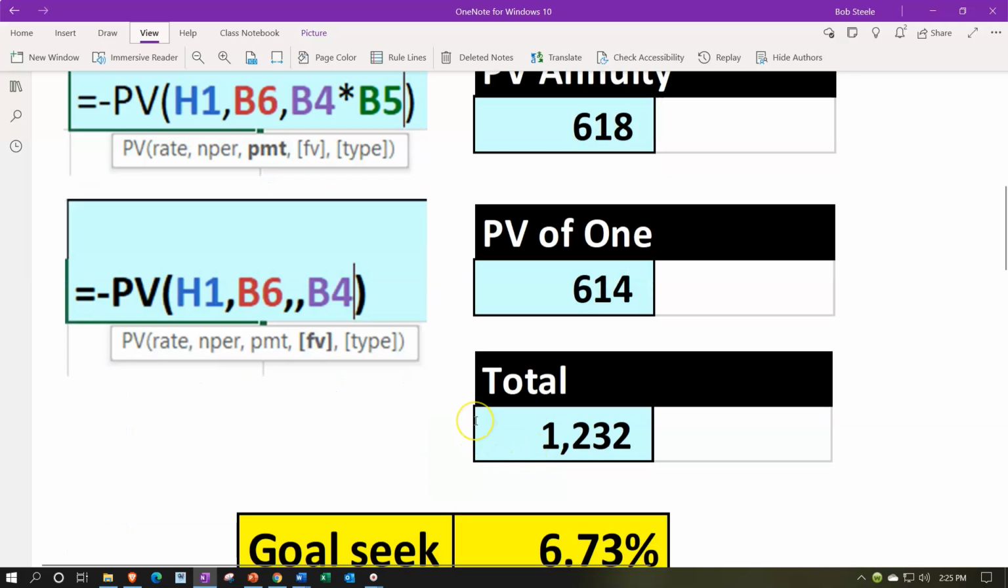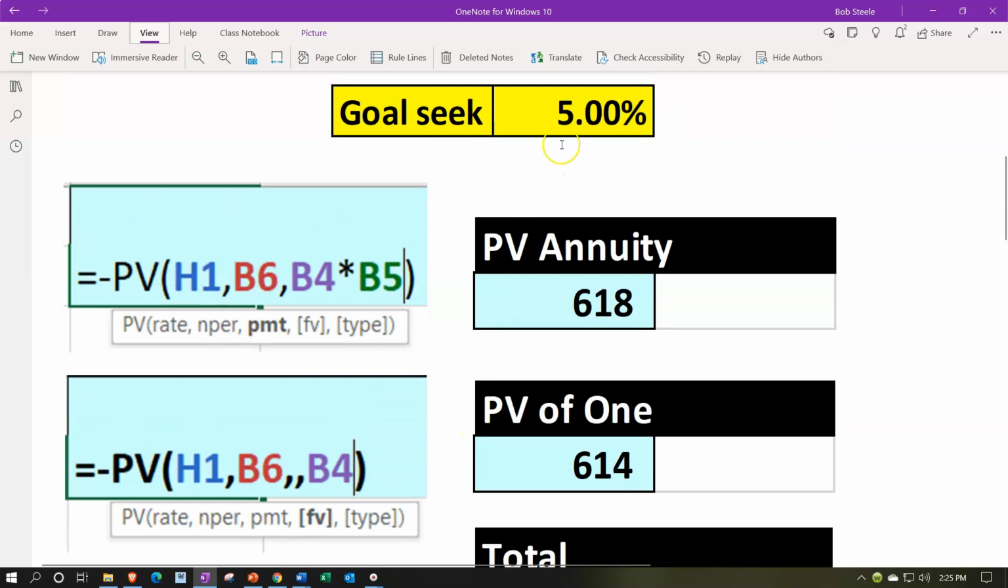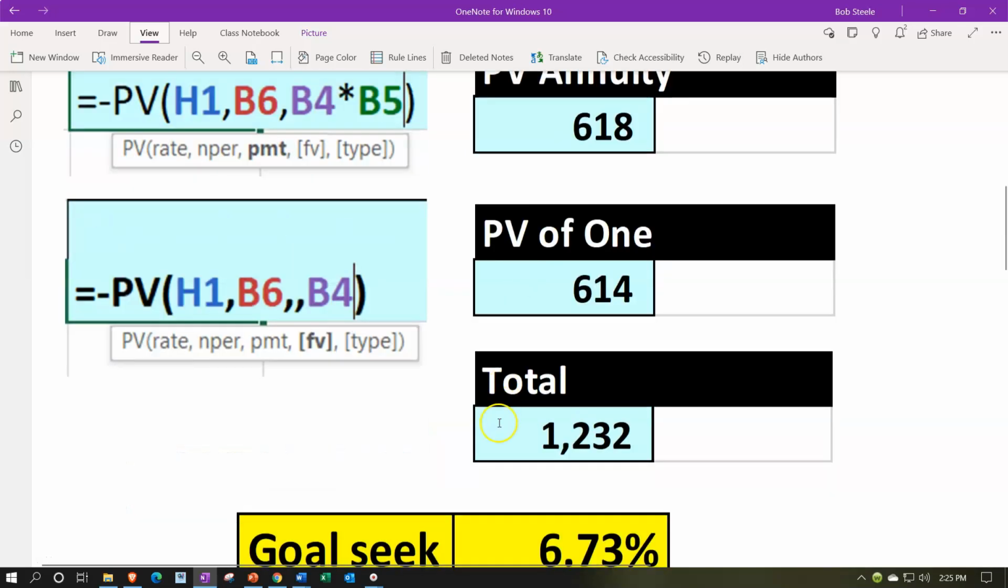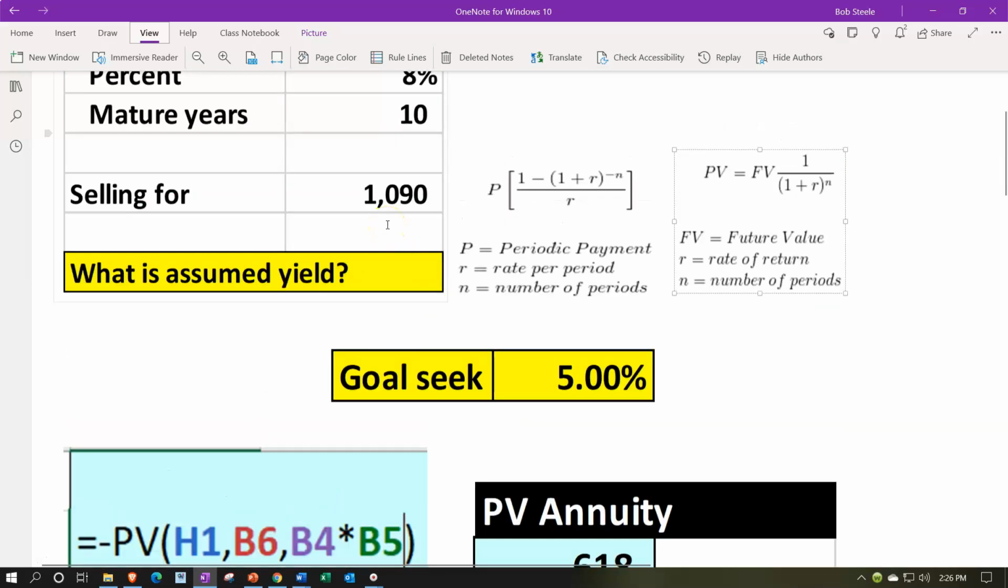Now, once we have that number, we can then say, okay, let us change now the market rate until we get this bottom line number, the 1,232, to be what we know it should be, which is the 1,090. And that's how we can basically back into this calculation. That would be difficult to do mathematically this way, but with Excel, the tool Goal Seek allows us to do that.